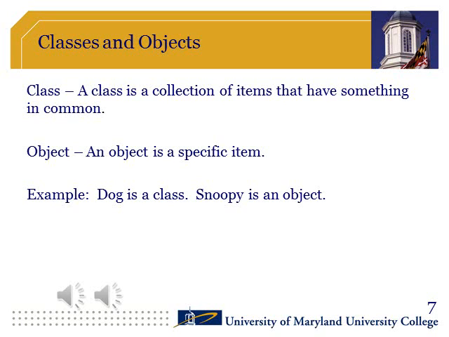For example, the word dog is a class. There are many things in the world that we call a dog. Snoopy is a single thing. He is specific. In this case, he is an object.